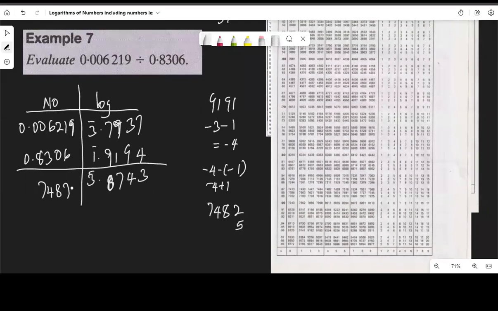Then we have bar 3 here. So that means we're going to have 0.007 instead of 1, 2, and 3. So 0.007487 is the answer to this logarithm.